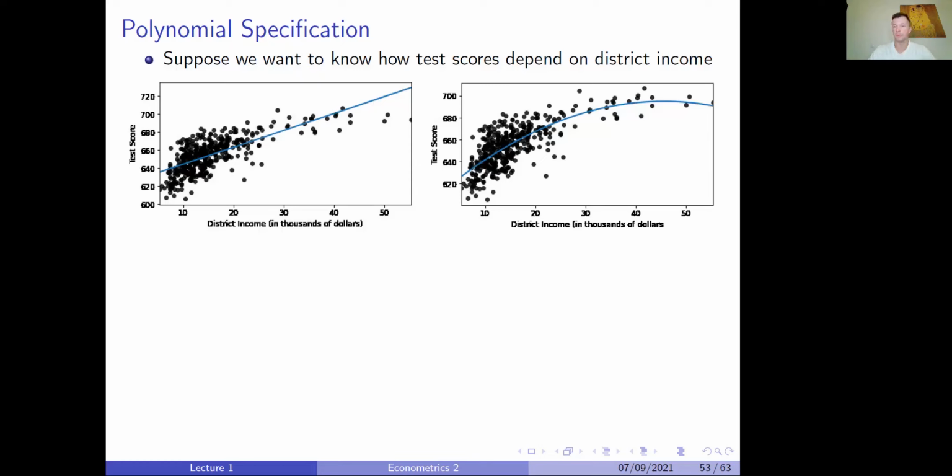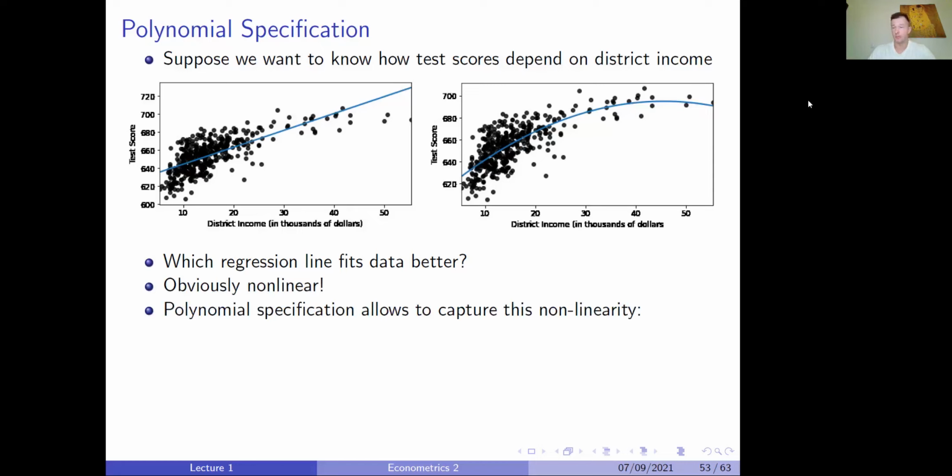And there are different ways how we can do that. The first way is called a polynomial specification. So obviously the right picture demonstrates the better fit of a regression line. There are different nonlinear functions that you know from school, from mathematics, and one of them is the polynomial. So we can write down the following relationship between income and test score.